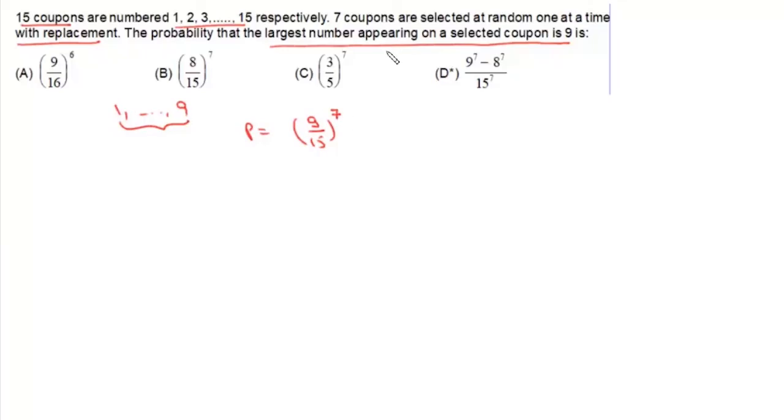Now in this case, since the largest number has to be 9, that means there has to be at least one 9 in the selected coupons. So from this, we'll subtract all those cases in which we have no 9. So then we'll have this probability 8 by 15 to the power 7. So this required probability will be 9 to the power 7 minus 8 to the power 7 divided by 15 to the power 7, and that's your option D.